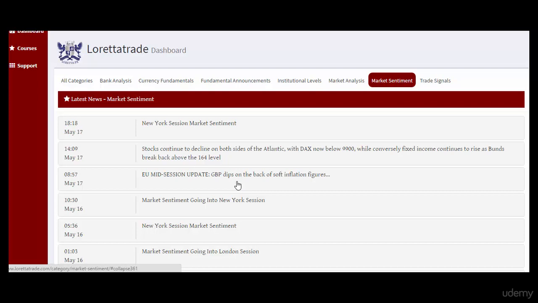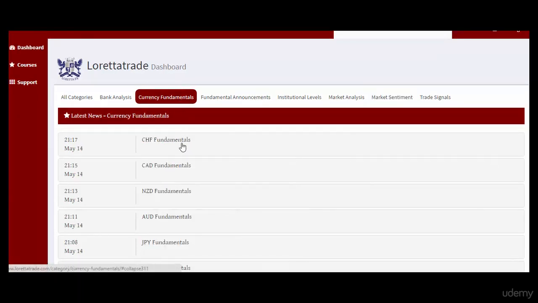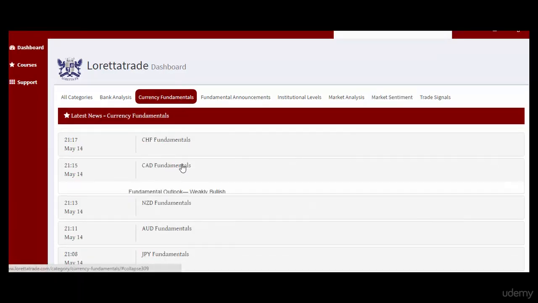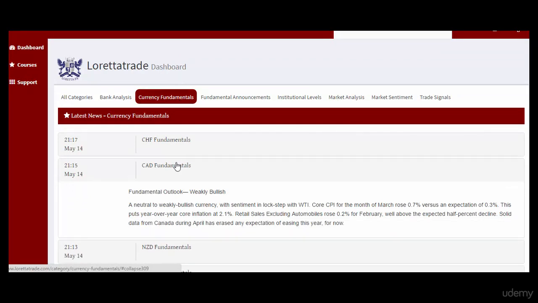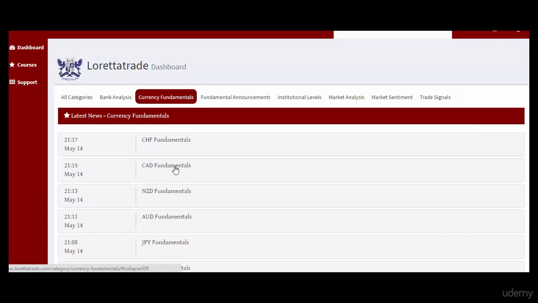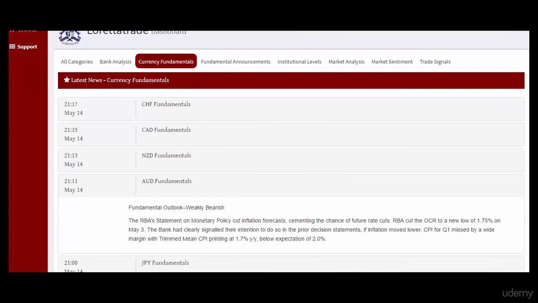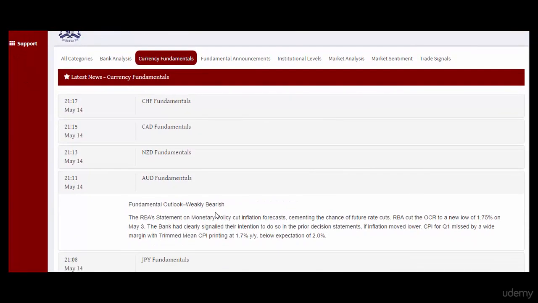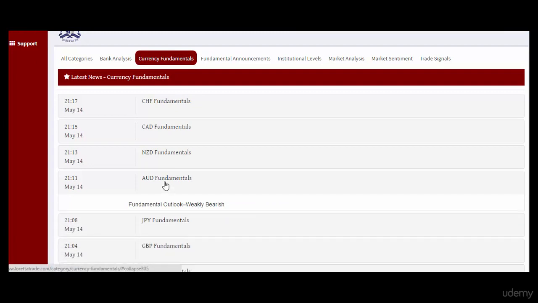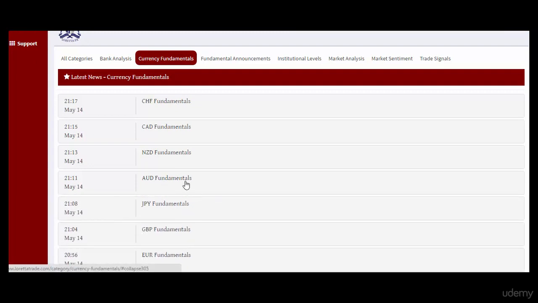Once you understand that, go on currency fundamentals and get an understanding of the overall fundamental outlook of the currency. For example, the Canadian dollar is weekly bullish, so we will look to trade fundamental announcements that are bullish for the Canadian dollar. Or you see the fundamental outlook for the Australian dollar is weekly bearish, so we're looking to sell the Australian dollar, stuff like that. So we get an overall understanding of the fundamental outlook of the currency.